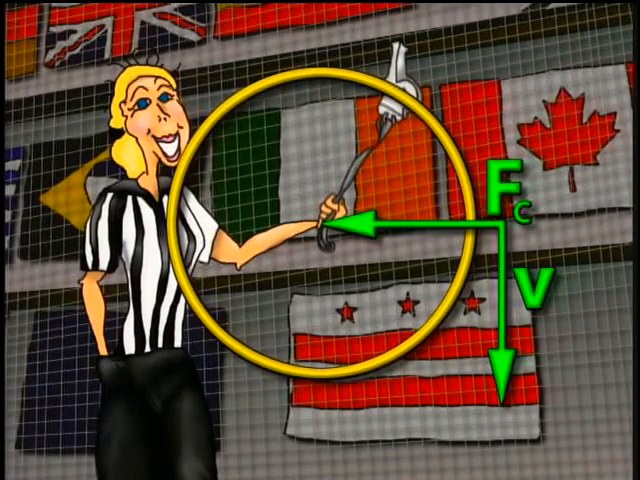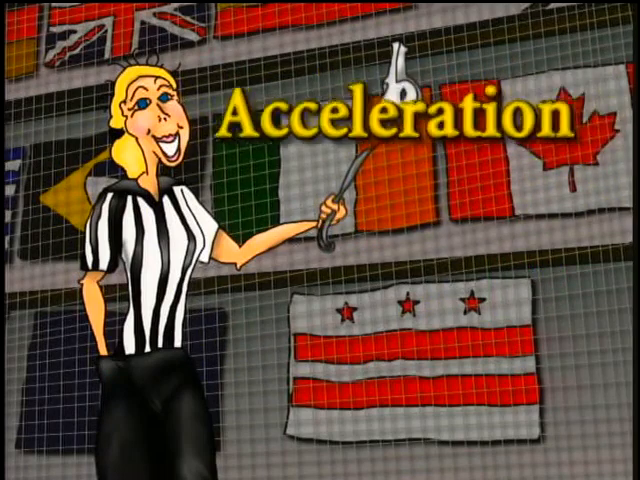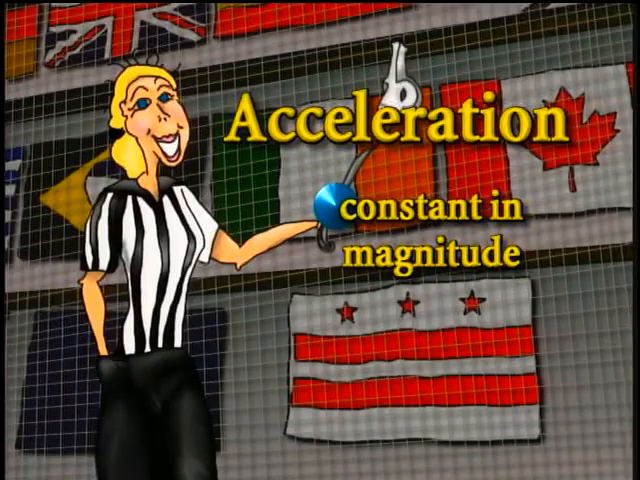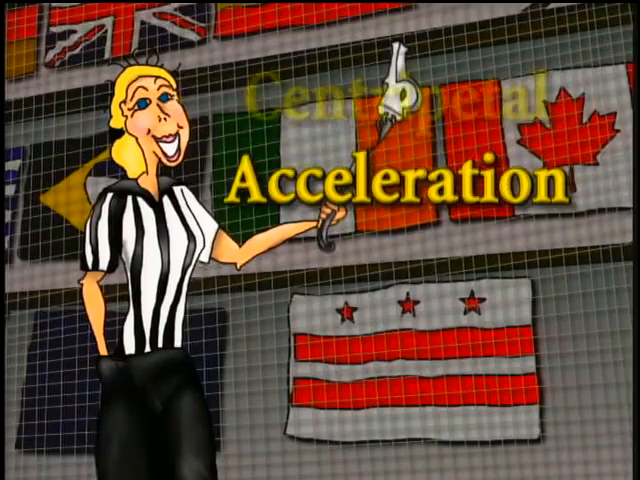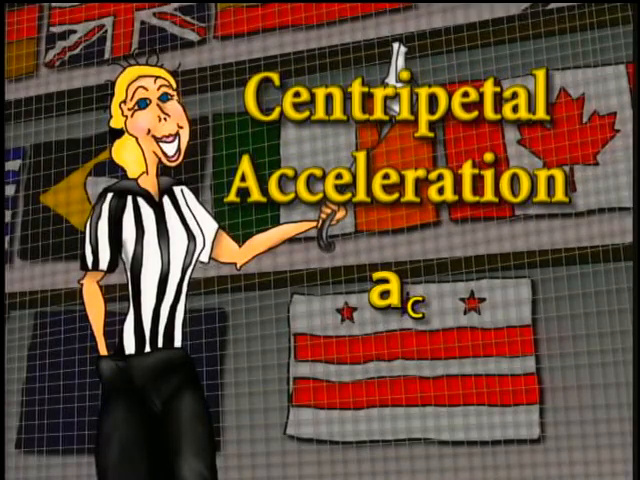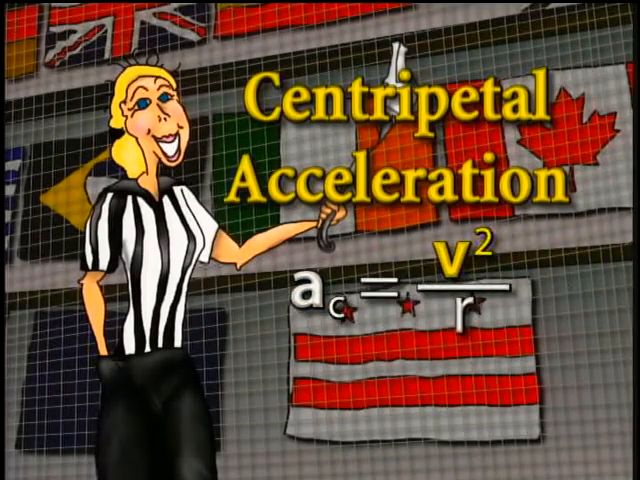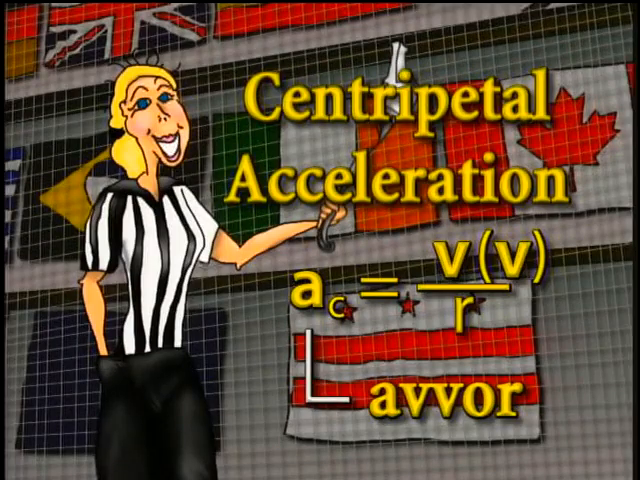Because it's changing direction at a constant rate, an object moving in uniform circular motion experiences an acceleration which is constant in magnitude, and which is also directed toward the center of the circle. This type of acceleration is called the centripetal acceleration, a sub c. You can find the centripetal acceleration by dividing the velocity squared by the radius. a sub c equals v squared over r. And since v squared equals v times v, we can remember it by saying a equals v v over r, or "aver."